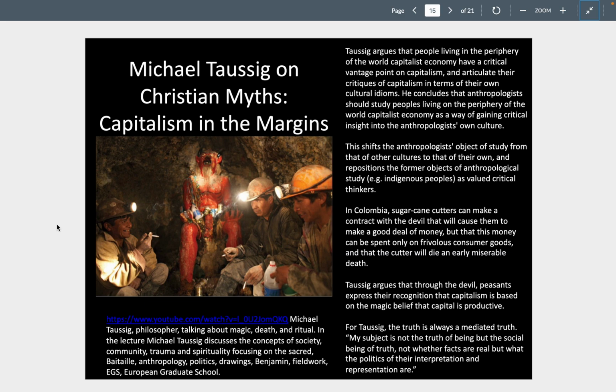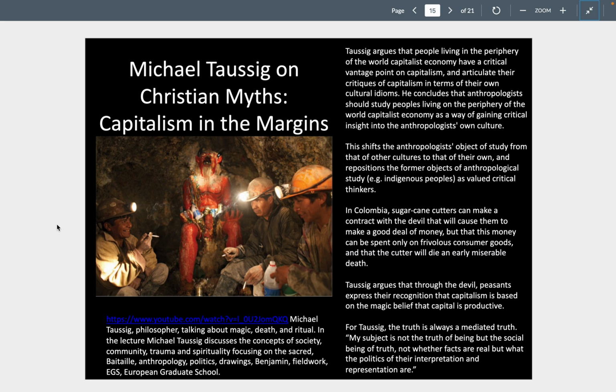Taussig argues that through the devil, peasants express their recognition that capitalism is based on the magical belief that capital is productive. For Taussig, the truth is always a mediated truth. My subject is not the truth of being, but the social being of truth, not whether the facts are real, but what the politics of their interpretation and representation are.